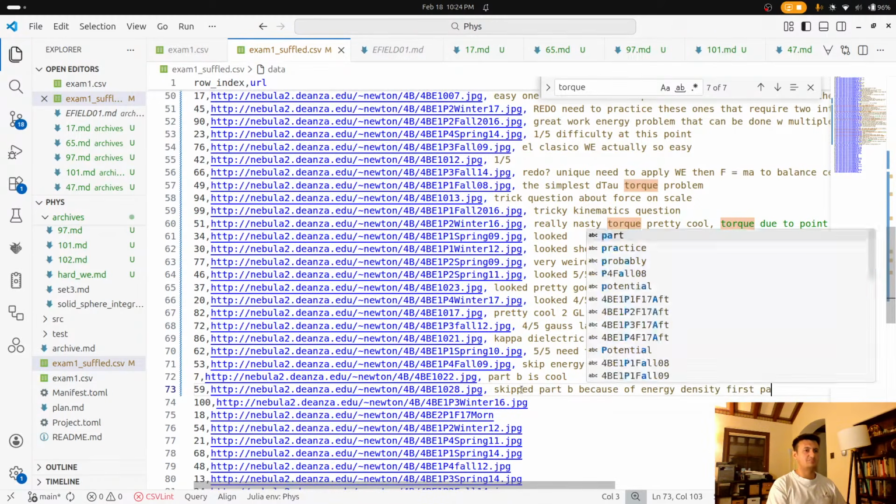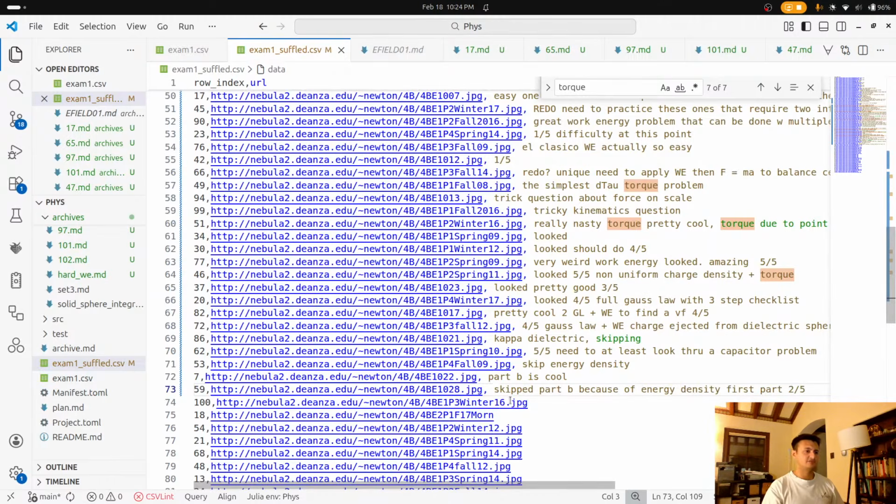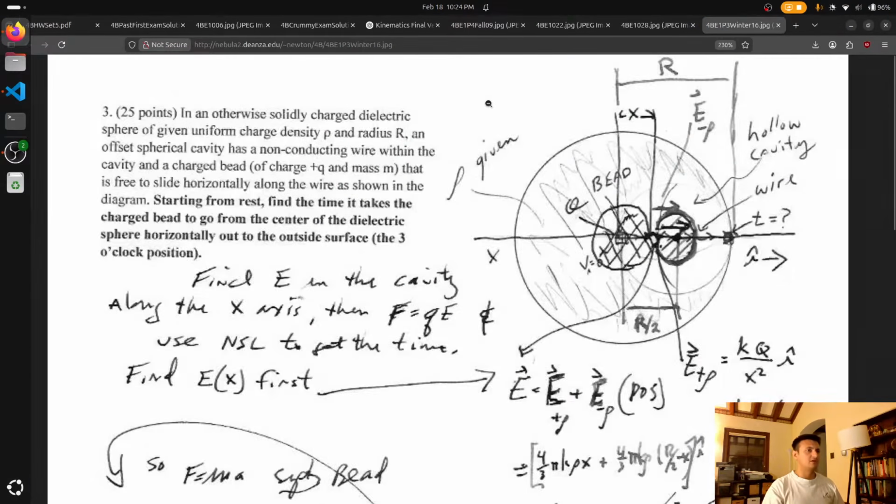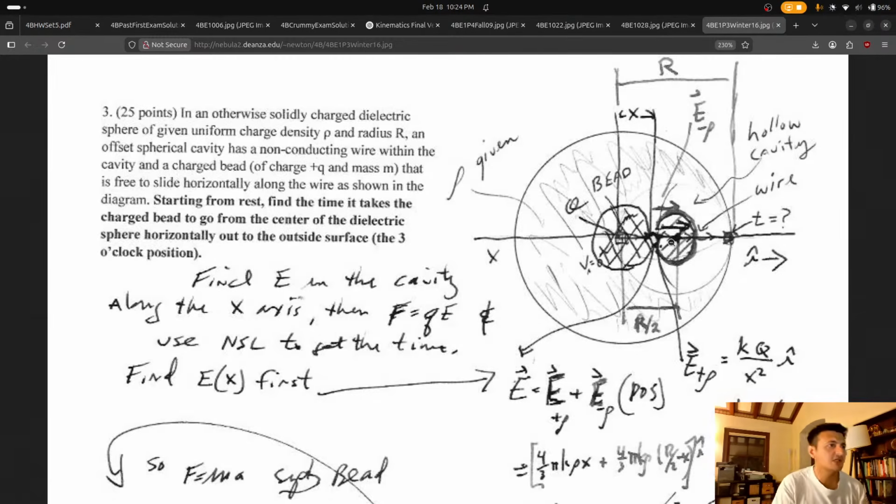The first part is like a 2 out of 5. Just integral. Oh, I'll probably want to do this one. This looks like, in an otherwise solidly charged dielectric sphere of given uniform charge density rho and radius r, an offset spherical cavity has a non-conducting wire within the cavity and a charged bead. Bro, this drawing sucks.